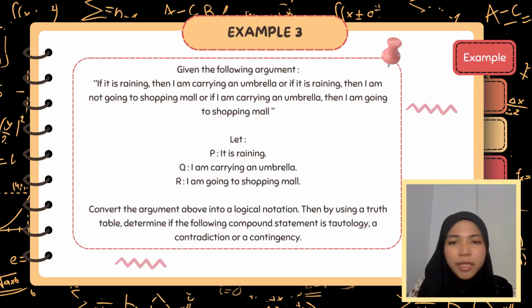Now I will explain example 3. Given the following argument: if it is raining, then I am carrying an umbrella, or if it is raining, then I am not going to the shopping mall, or if I am carrying an umbrella, then I am going to the shopping mall. Let P be it is raining, Q be I am carrying an umbrella, and R be I am going to the shopping mall. Convert the argument above into a logical notation. Then, by using a truth table, determine if the following compound statement is a tautology, a contradiction, or a contingency.